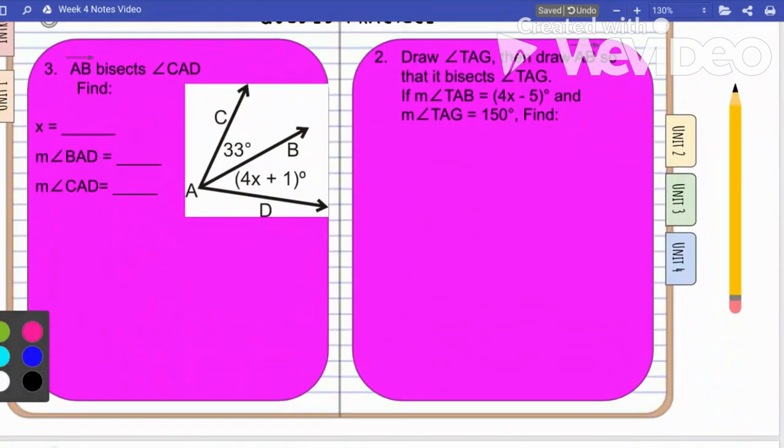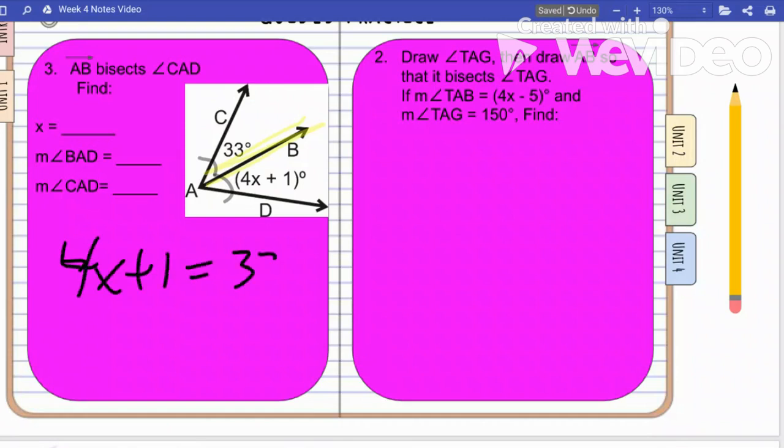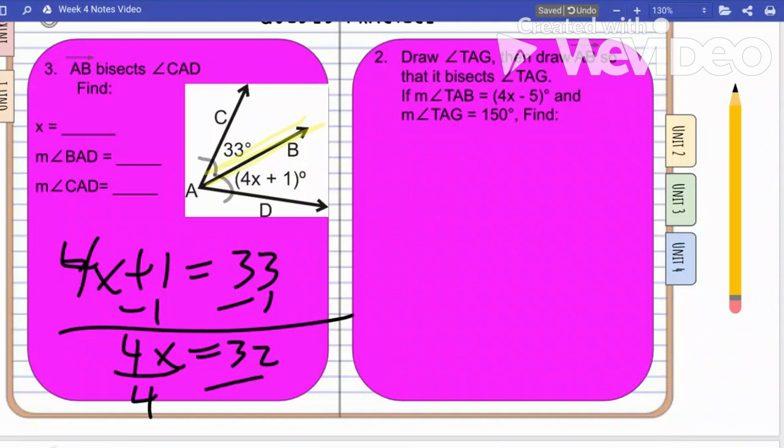So now we have a bisector. Ray AB is a bisector. It's bisecting angle CAD. What that means is both angles are going to end up being the same size. So we just take the two equations, we set them equal to each other. So I'm going to do 4x plus 1 equals 33. Subtract 1 from both sides, you get 4x equals 32. Divide by 4, and x equals 8. Plug it back in, and you're going to get 33 degrees. And the angle CAD is double that, 66 degrees.